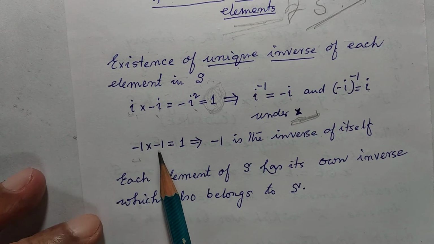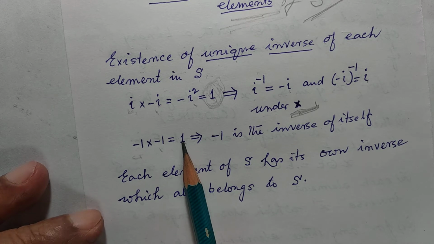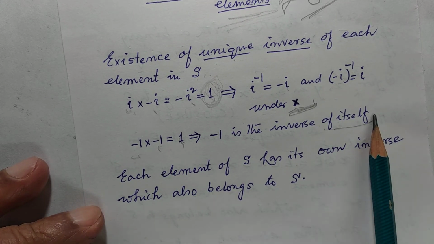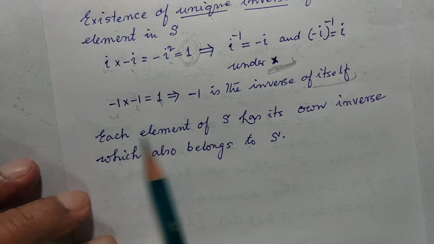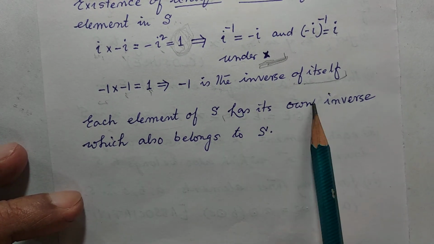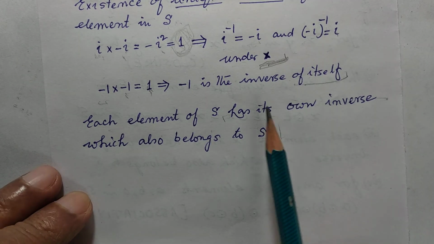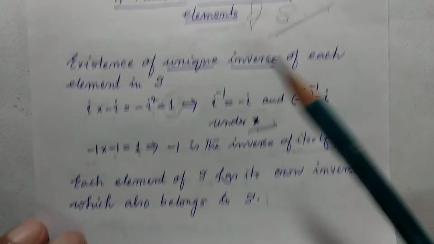Minus 1 into minus 1 is equal to 1, the identity. Therefore, minus 1 is the inverse of itself. Thus, each element of S has its own inverse, which also belongs to S. The inverse also belongs to S.